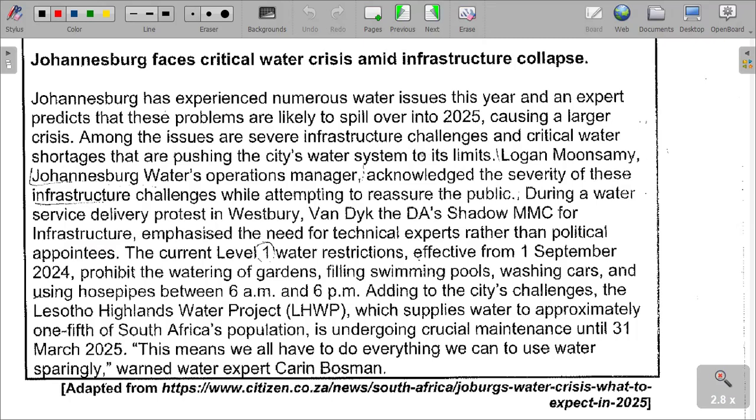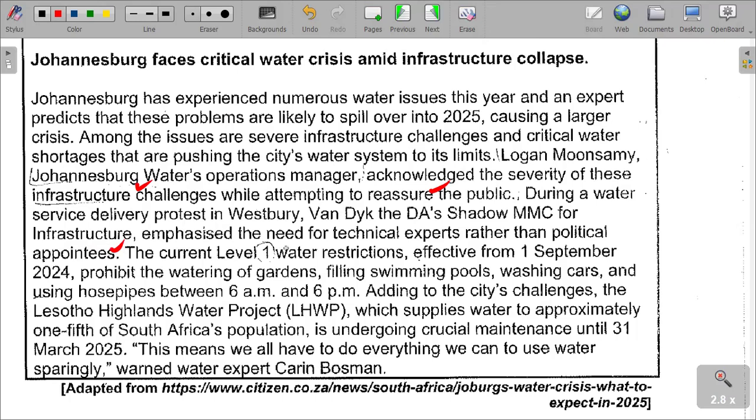Lagan Monsai, Johannesburg Water's operations manager, acknowledged the severity of these infrastructure challenges while attempting to reassure the public. During a water service delivery protest in Westbury, Vantek, the DA's shadow MMC for infrastructure, emphasized the need for technical experts rather than political appointees.